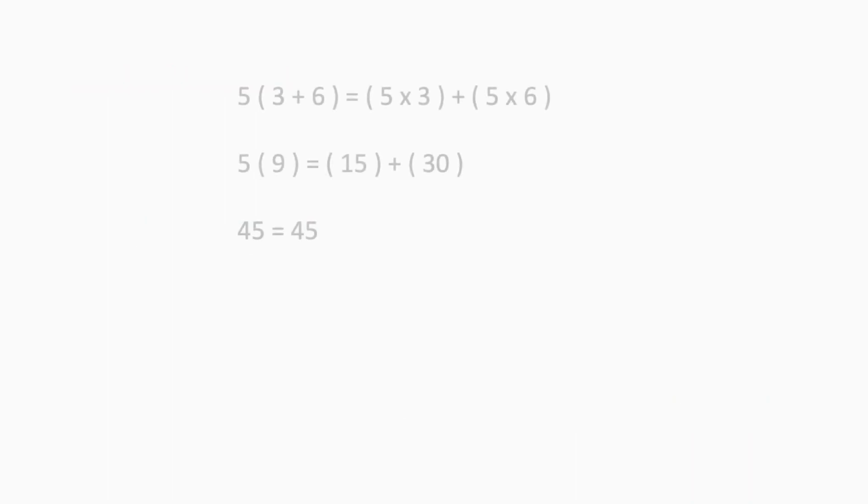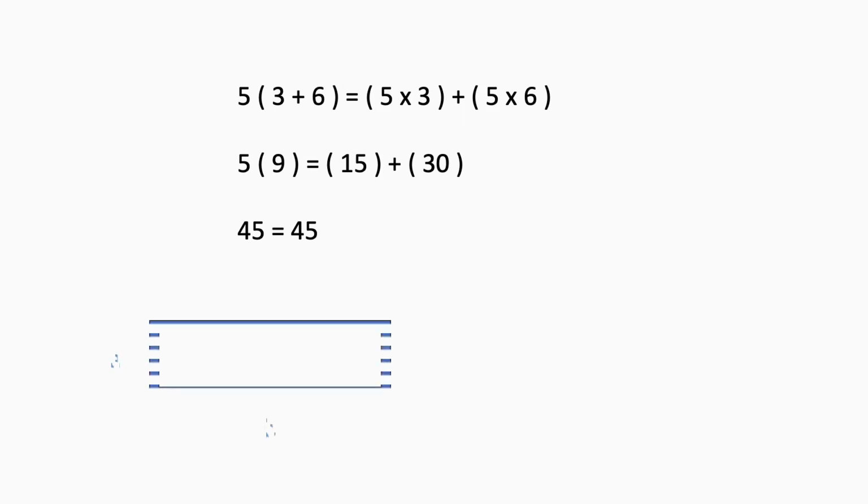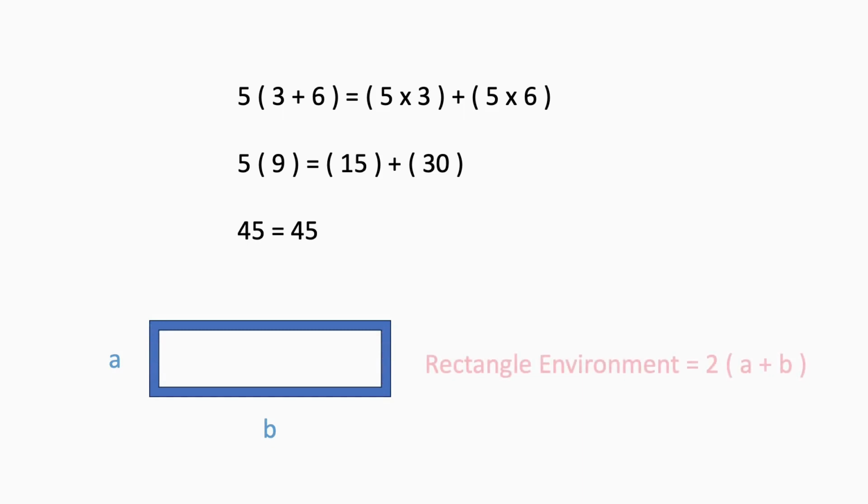For example, we can write 5 parentheses 3 plus 6 like 5 times 3 plus 5 times 6. You can calculate both sides of the equation and see that the result is the same, which is 45. One of the application examples of the distributive property is calculating the perimeter of a rectangle.